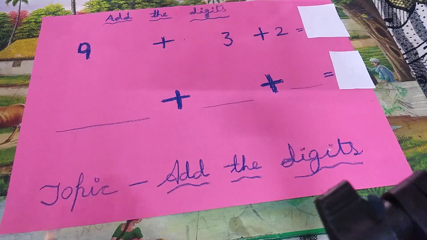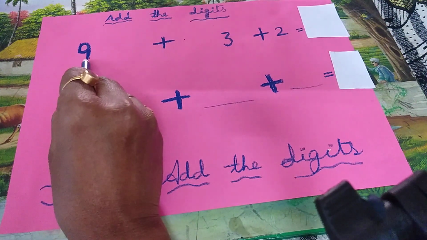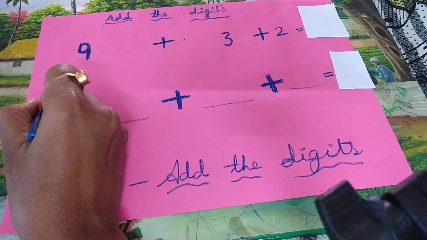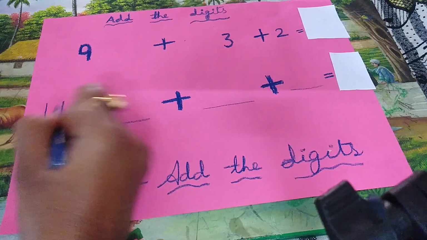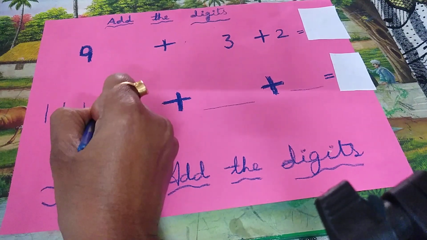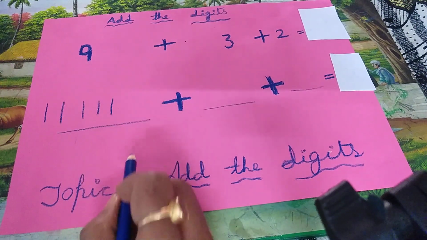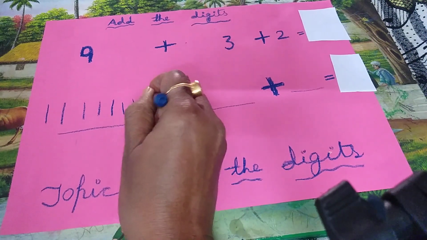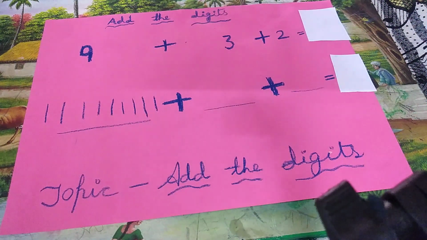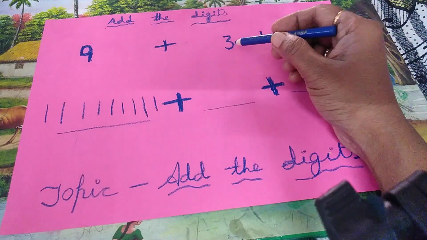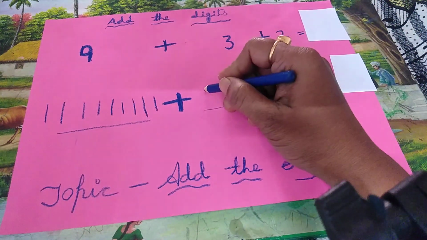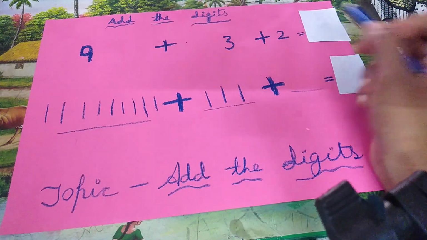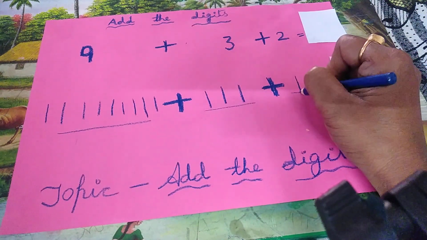On the rough side, you will draw. The first digit is 9, so you will draw 9 lines. 1, 2, 3, 4, 5, 6, 7, 8, 9. The second digit is 3. You will draw 3 lines. 1, 2, 3. The third digit is 2. You will draw 2 lines.